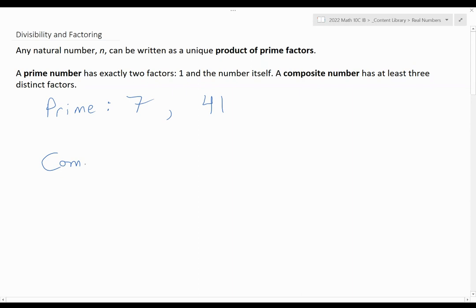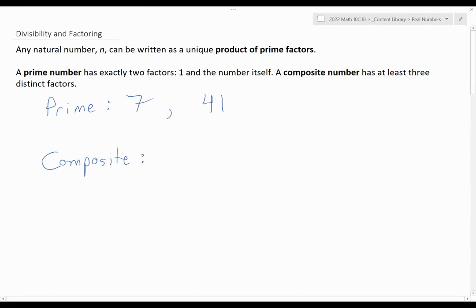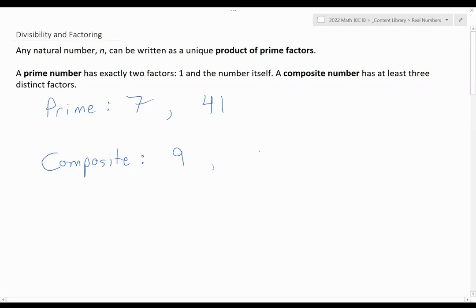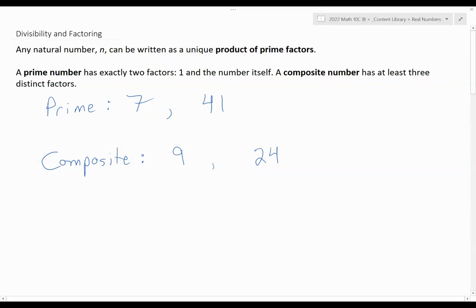Composite numbers have at least 3 distinct factors. So a composite number could be, for example, 9, because it's divisible by 1, 3, and 9. You could have numbers that have a great many factors. So something like 24 is actually a relatively small number with a lot of factors: 2, 3, 4, 6, 8, etc.